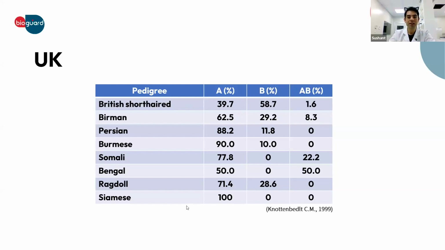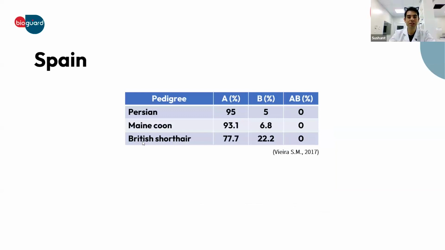when we compare it to overall data. And similarly, in Spain, you can see the same thing happening in the British short-haired cats, seen with 77% of A blood group, while B is only 22.2%. Other than that, in Persian and Maine Coon cats, A blood group is still the most dominant one.